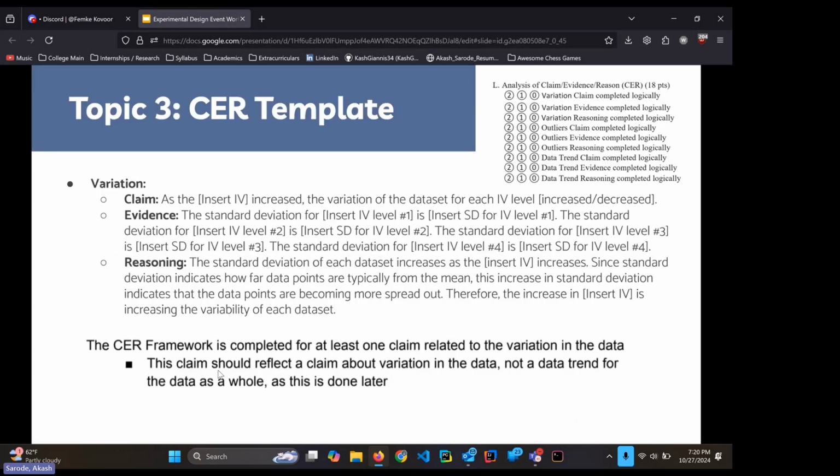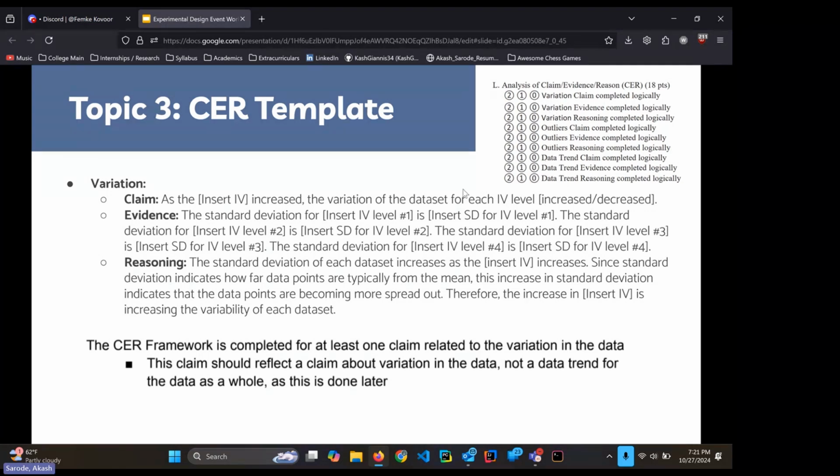Third topic that I'm going to be going over is the CR template. I don't know how it works in Georgia, but in Pennsylvania, the CR kind of changes from the national rubric, which I have on the top right. So in Pennsylvania, instead of doing variation, outliers, and data trend, they did precision and something else. But in terms of invitationals and the national tournament, the CR is pretty much going to look like this. So the three CRs that you're going to do are variation, outliers, and data trend.